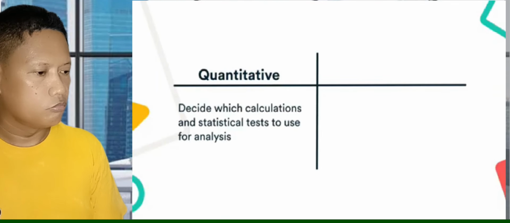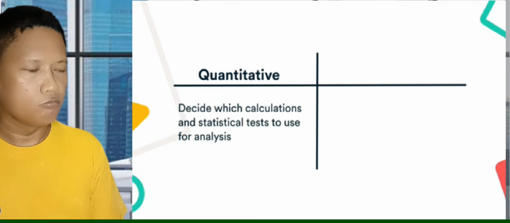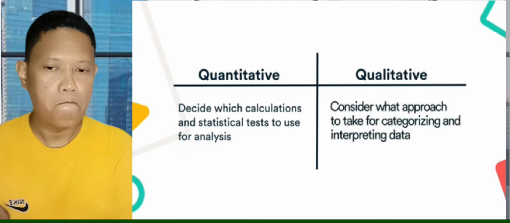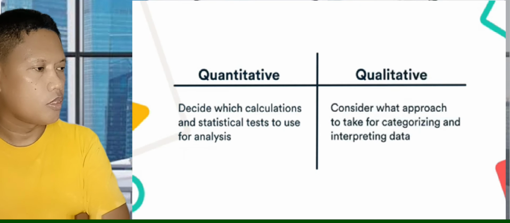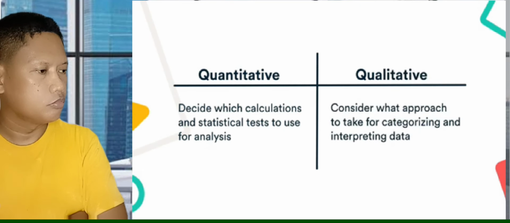But raw data on its own cannot answer a research question. The last step of designing your research is planning your data analysis strategies. In quantitative research, you have to decide which calculations and statistical tests you use to analyze the data. In qualitative research, you should consider what approach you take to categorizing and interpreting the data. Let's take a closer look at some common approaches to data analysis.